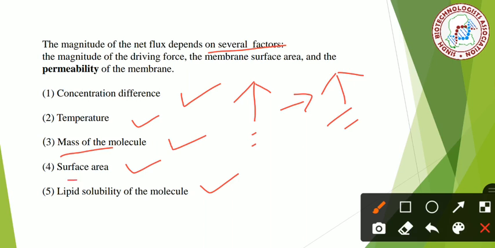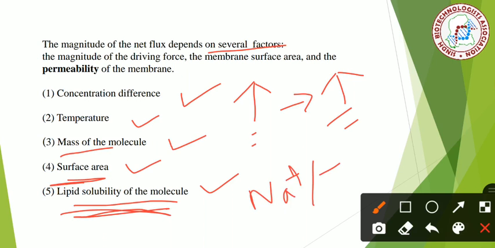On the other hand, we have surface area too, and lipid solubility of the molecule. This one is important. The lipid solubility of the molecule means most polar molecules. Usually a polar molecule is, for example, a positively charged or negatively charged ion, or it can be an amino acid, and so on. So most polar molecules diffuse very slowly, or you can say that they do not diffuse at all, whereas usually non-polar molecules diffuse much more rapidly, very easily. So let's move to the next slide.